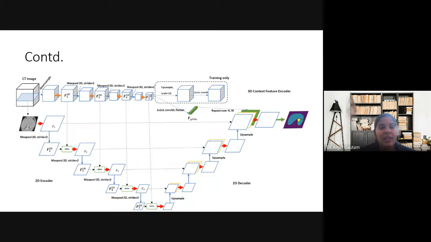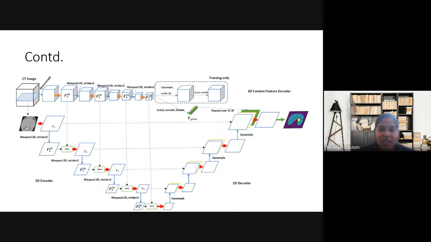Okay, here you can see the downside, it is a U-shaped structure. Because of this U-shaped structure, they have given the name of the model as U-Net. Ronneberger gave it the name U-Net just because of the U-shaped structure.